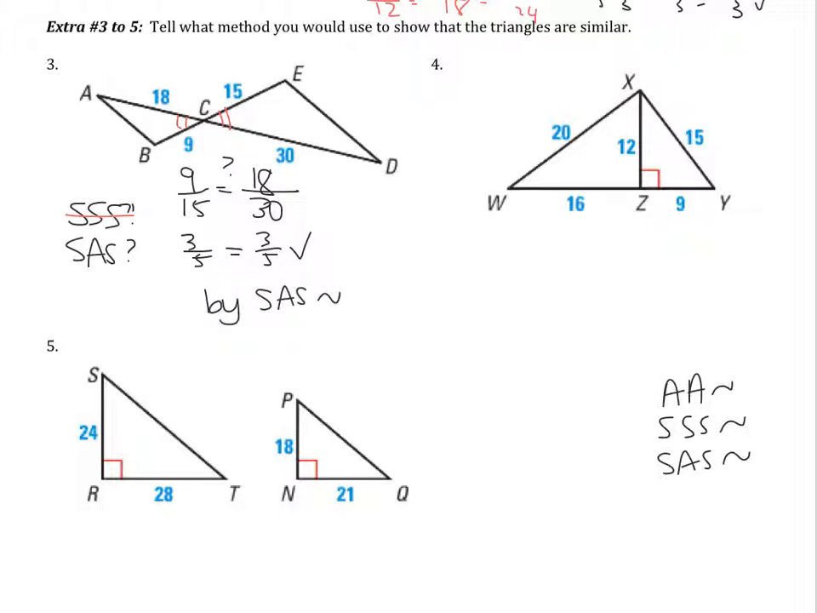But I do want you to write the similarity statement. So I'm going to go triangle ACD is similar to. Now if I go ACD, that's big side, vertical angle, and then small side. So big side would be DC to my vertical angle, and then E to my smaller side.